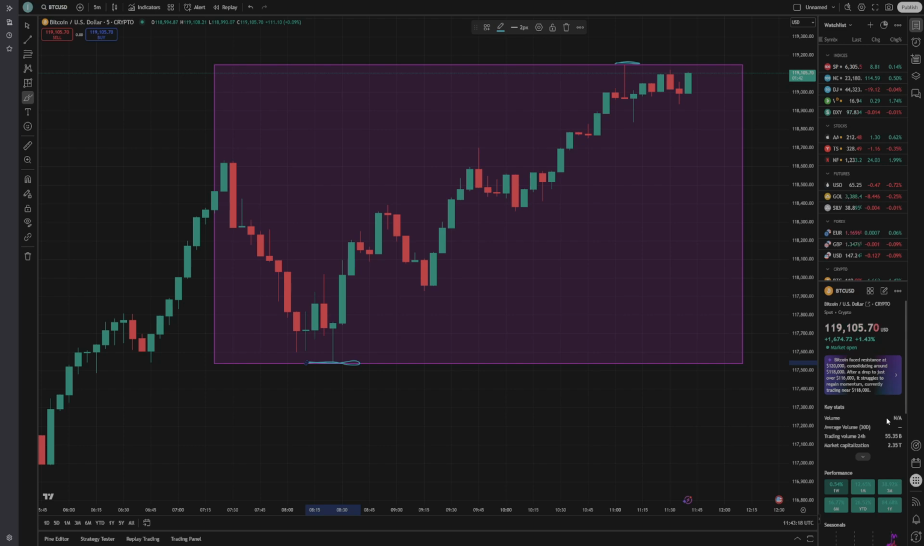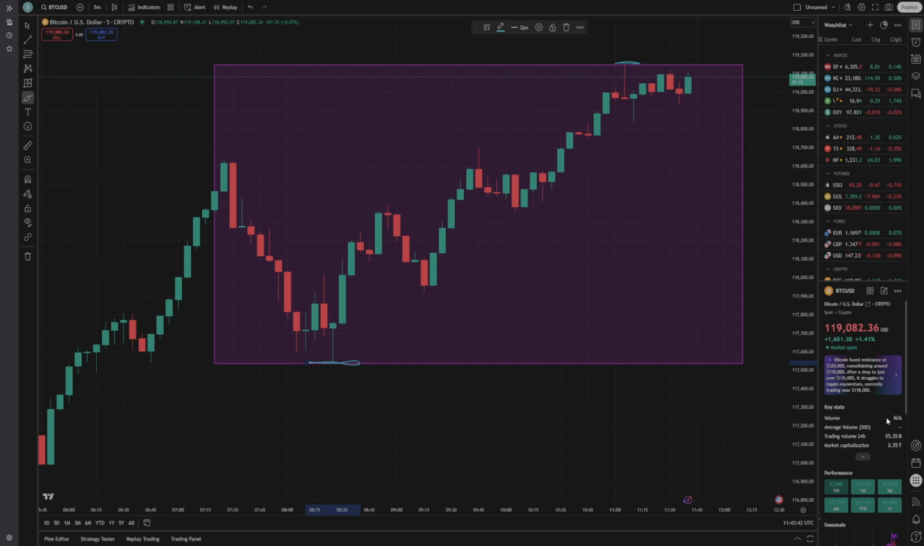Watch the candles carefully. Once price reaches the edge, we slow down. We watch the candles, one by one. Ask yourself, is price rejected from the zone? Are there long wicks showing hesitation? Did a bullish candle appear at the bottom? Did a bearish candle form at the top? These are signs of a potential reversal.